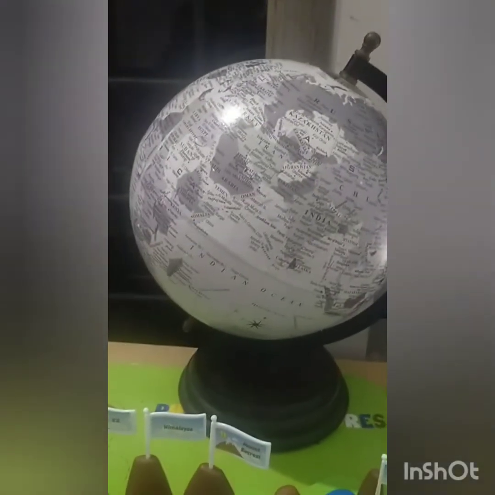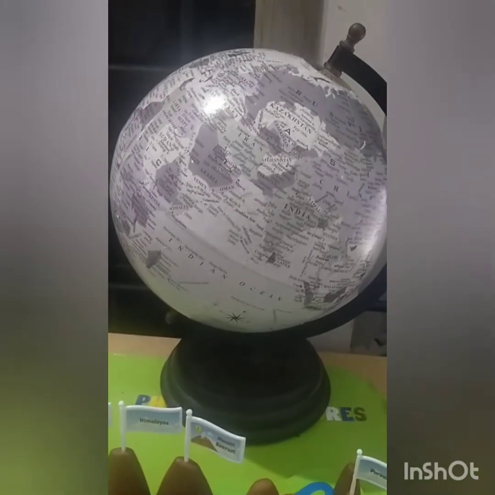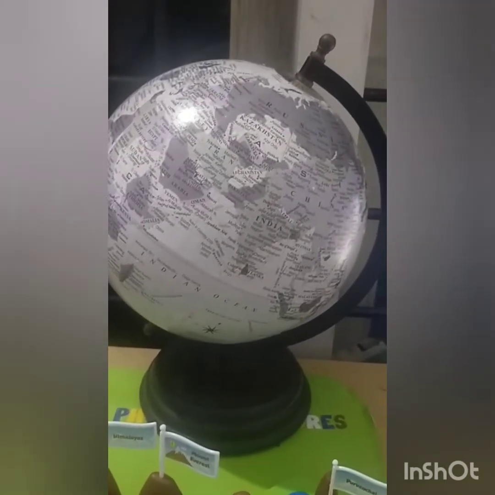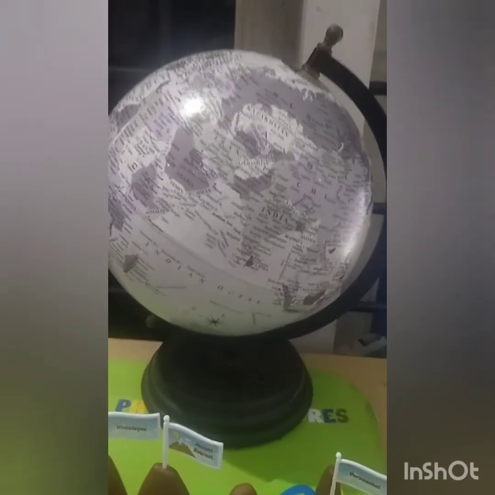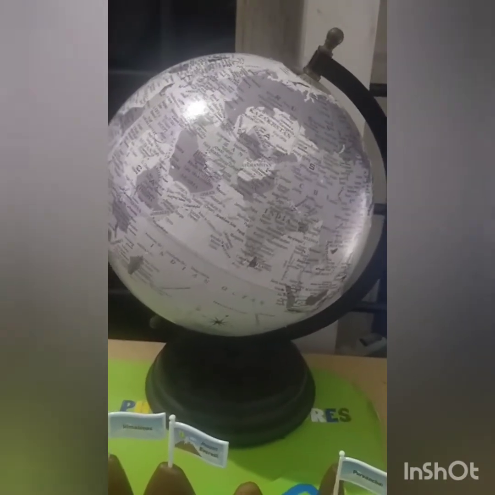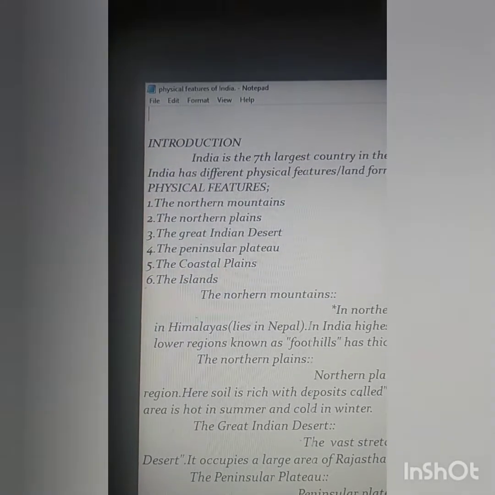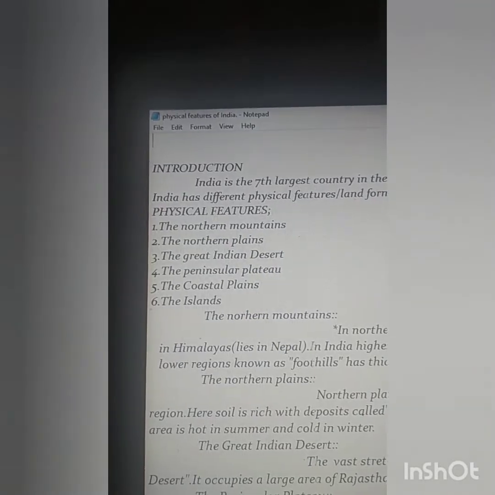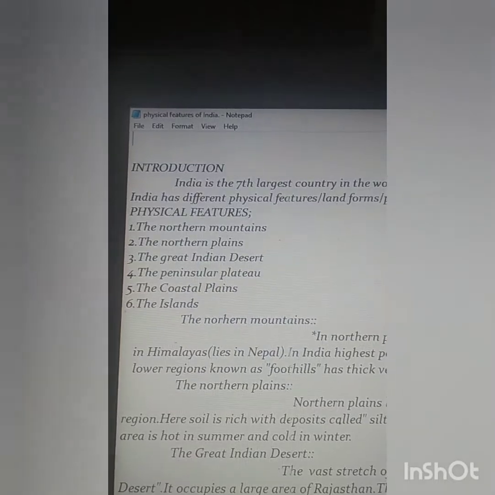So the physical features, or the landforms, or the physical divisions, that's our topic. India has physical features which can be divided into 6 natural regions. How many regions? 6 natural regions. The physical features are the northern mountains, the northern plains, the Great Indian Desert, the Peninsular Plateau, the coastal plains and the islands. So these are the 6 natural divisions.